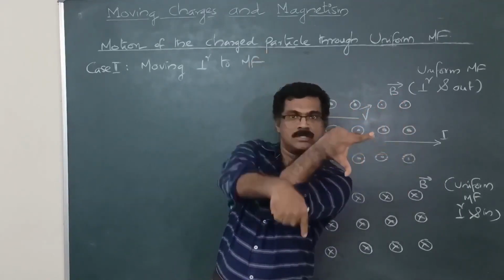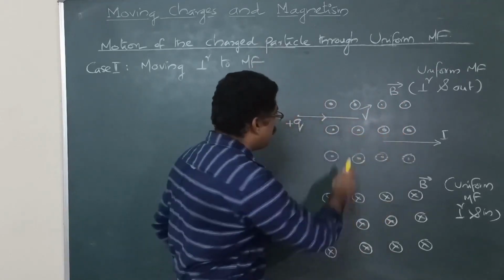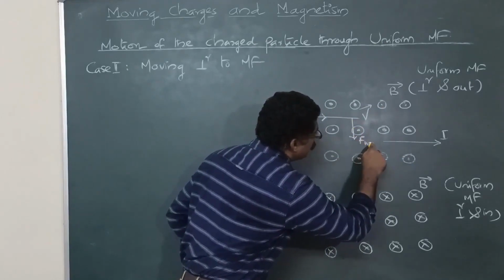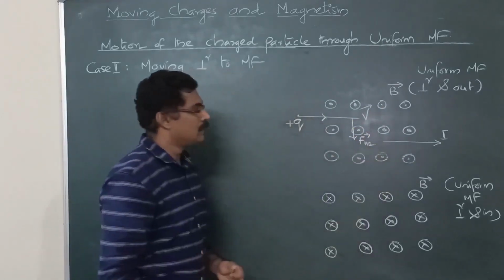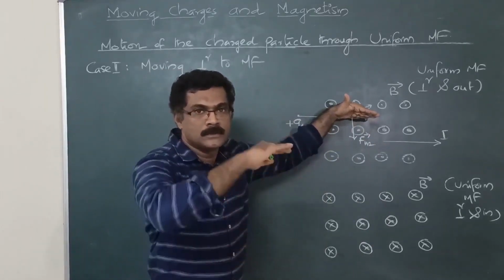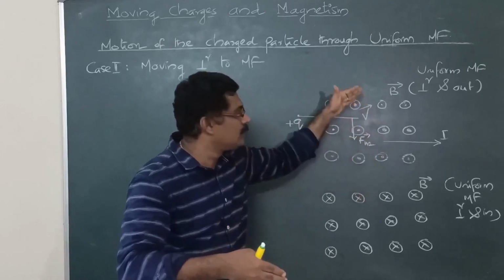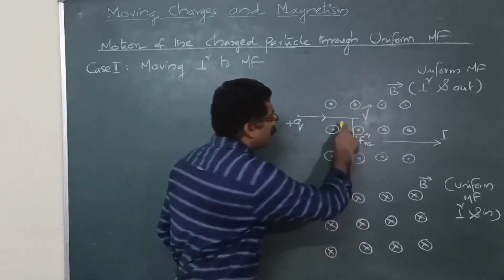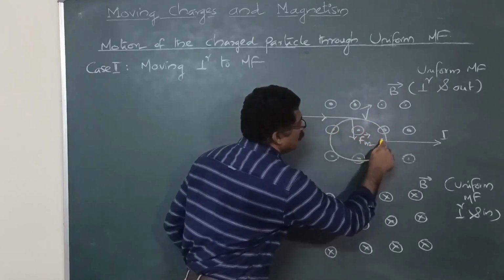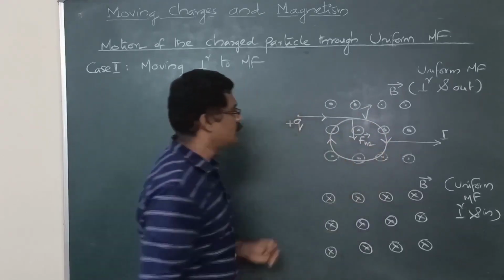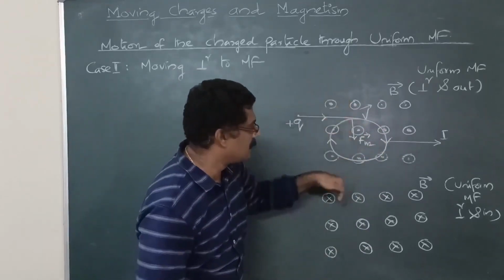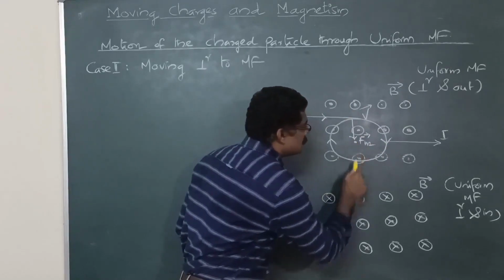So what is the force? Downward direction. So you can say the force is acting perpendicular and downward. So this is the magnetic Lorentz force. Then what happens? The charged particle will deflect in downward direction like this and describe a circular path like this. So this is the circular path, a clockwise circular path, and the force is acting towards the center of this circular path.